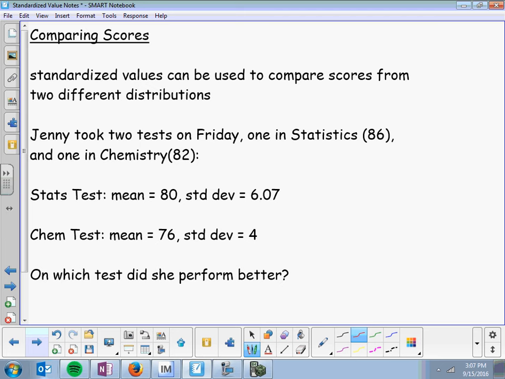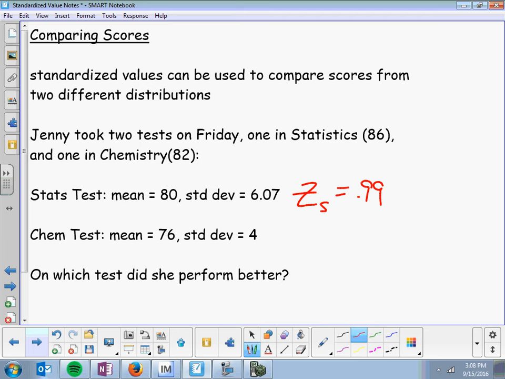The stats test had a mean of 80 and a standard deviation of 6.07. We already did the math on that. Z sub S, I put the S just because it's the z-score for the stats test, was that 0.99 that we got before. 86 minus 80 over 6.07, that gave us our 0.99. She was 1 standard deviation above.